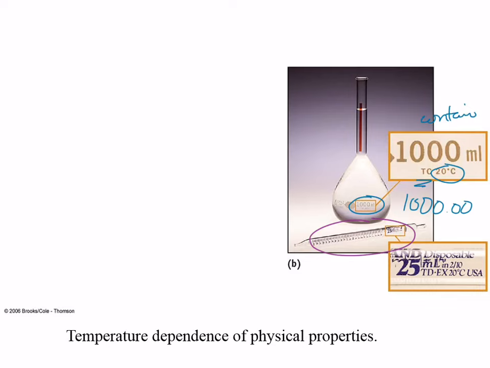Question: you said the volumetric glass, this one in particular, is calibrated for 20 degrees Celsius. So is there a range where it's appropriate to use it? That's a good question. It depends on how persnickety you need to be. In general, you can probably use it maybe 5 degrees on either side. I'm just guessing, maybe 15 to 25 degrees Celsius, which is quite a range.